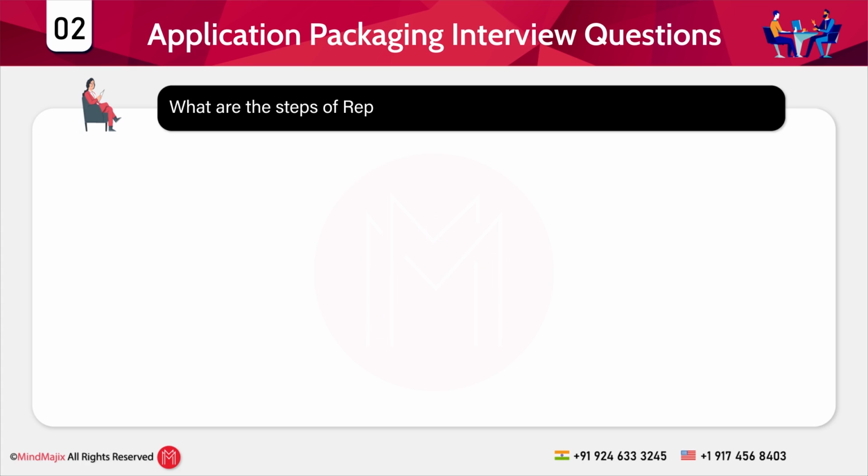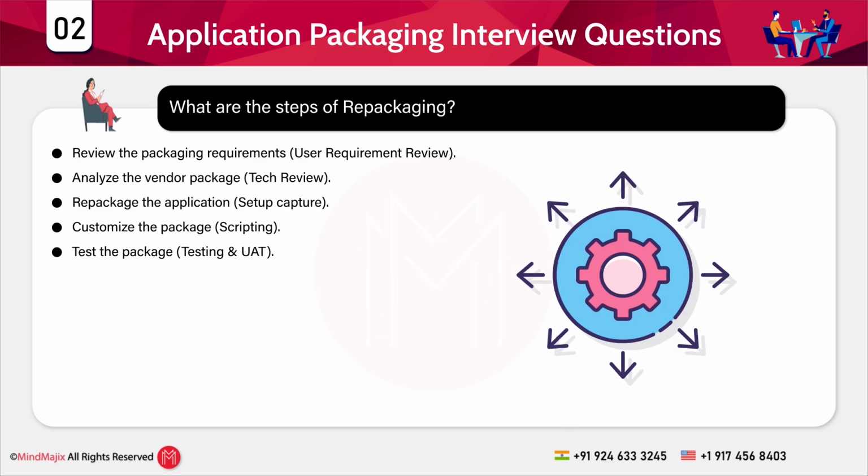What are the steps of repackaging? The first step is to review the packaging requirements, which is the user requirement review. When the vendor gives any request for an application, first you have to review the requirement. For that we go through the PRF, the package request form, or we can say the package information file. We have to look at what the user has asked us to customize and what source binaries are provided by the vendor package, which is the tech review.